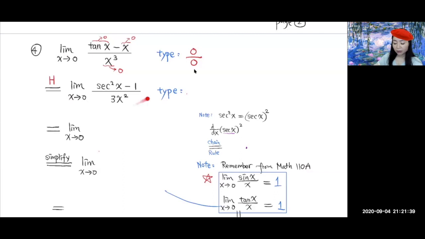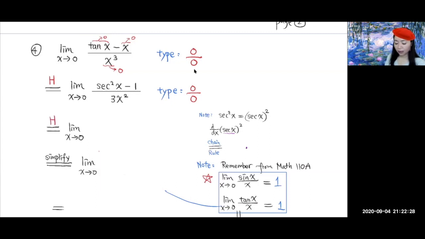Okay. Now let's take a look at this limit. I want to see what type is this. Substitute 0 here. Secant square of 0 is equal to 1. 1 minus 1 gives you 0. So the numerator goes to 0. The denominator also goes to 0. So again, we have this emergency type, 0 over 0. So what do we do? We go to the hospital again, one more time. Apply L'Hopital's rule one more time.